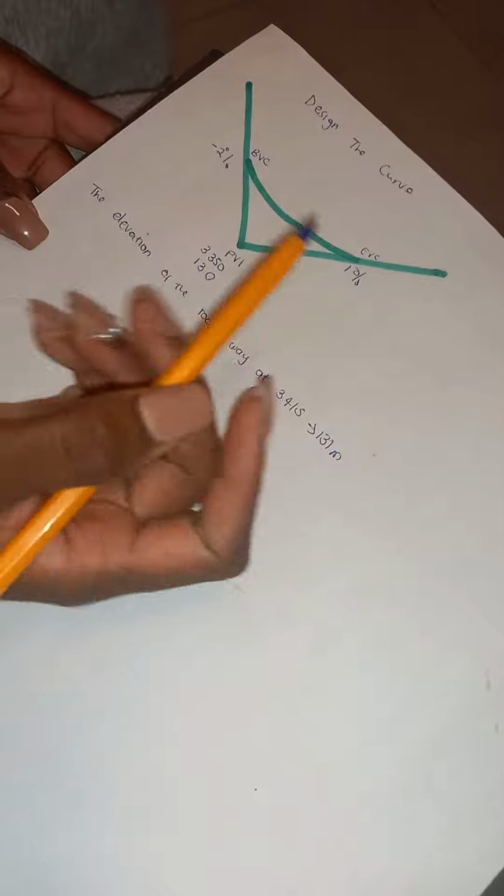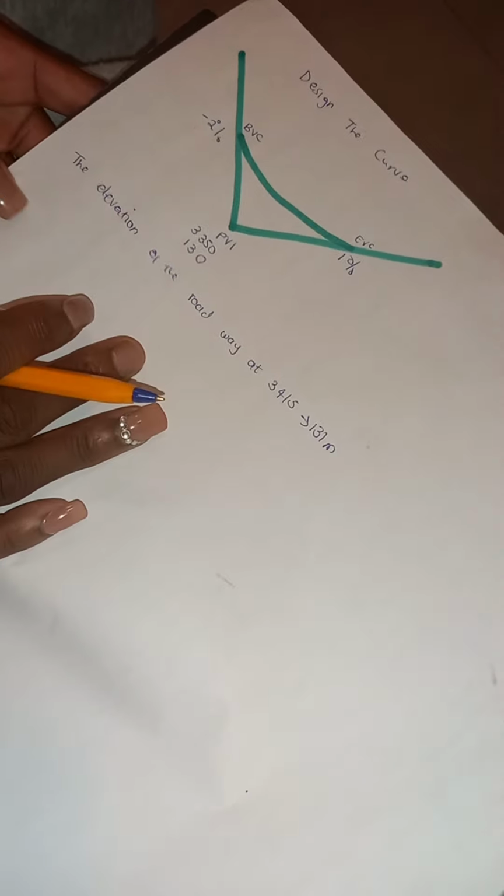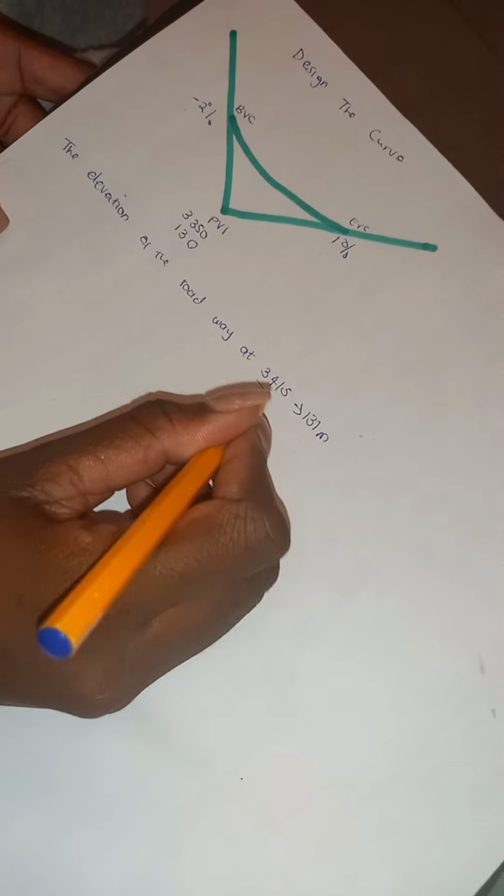We're given G1 as -2% and G2 as 1%. We're also told that the PVI of the curve is at chainage 3350, and the elevation at this PVI is 130 meters. We're told that due to a street crossing, the elevation of this curve at chainage 3415 should be 131 meters.